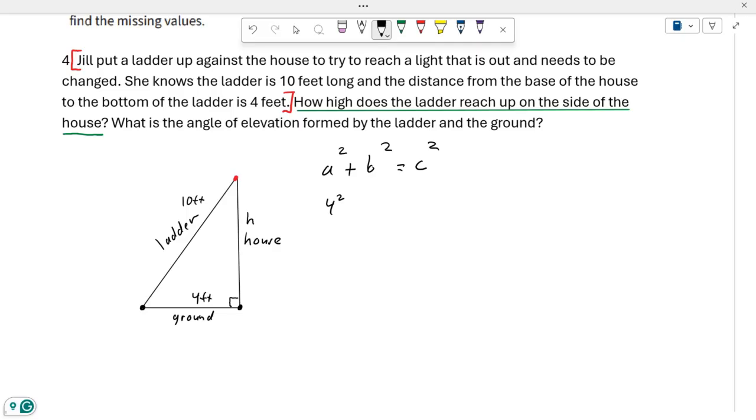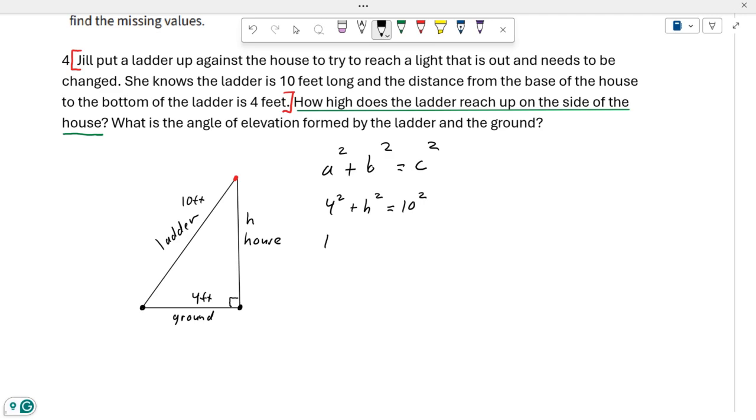So I've decided that A is going to be 4, so it's 4 squared, plus, I'm using h to represent the height. If you used b or just about any other letter, it's fine, but I'm using h to remind me that we're finding the height. And then that's going to equal 10 squared. All I've got to do is get h by itself, and I've answered the question.